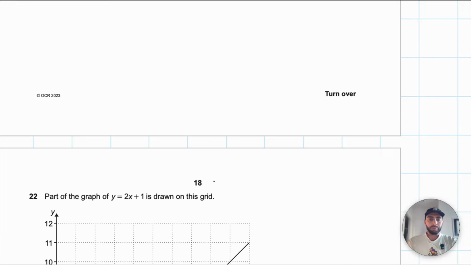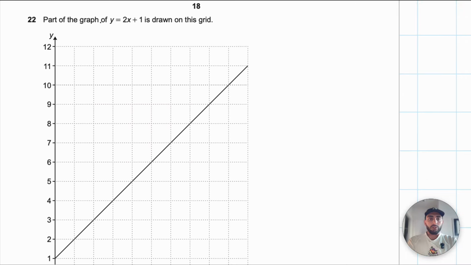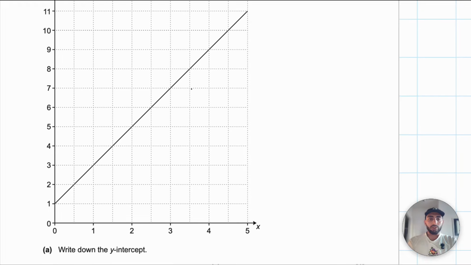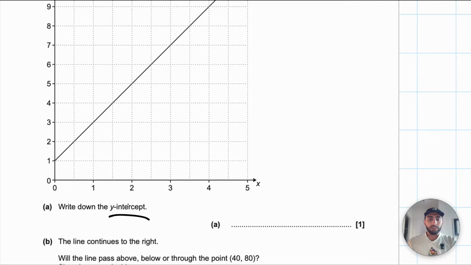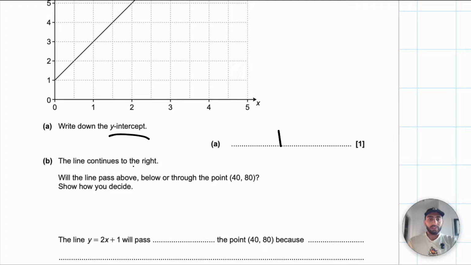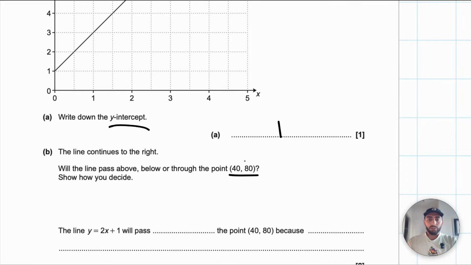2024. Question 22. Part of the graph y equals 2x plus 1 is drawn on this grid. Write down the y-intercept. The y-intercept is just where it crosses the y-axis, so that would be 1. The line continues to the right. Will the line pass above, below, or through the point 40, 80? Show how you decide.